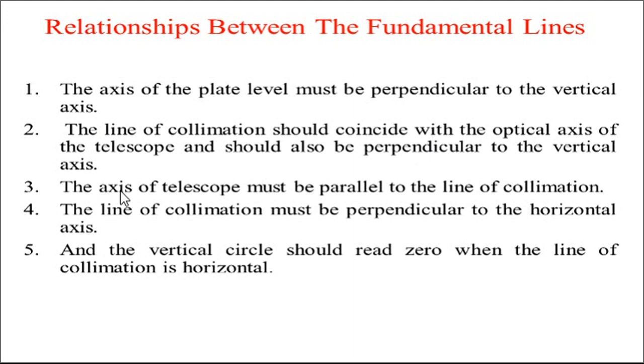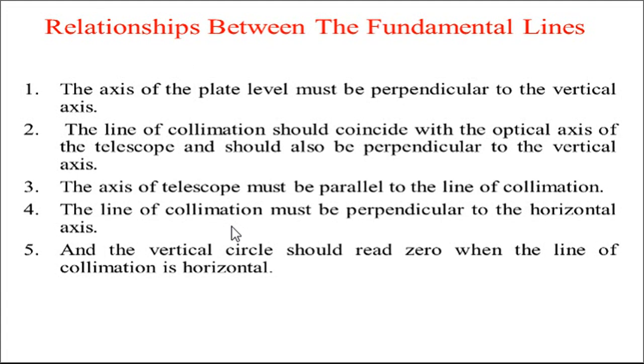Third one, the axis of telescope must be parallel to the line of collimation. Fourth relationship, the line of collimation must be perpendicular to the horizontal axis. And last one, the vertical circle must read 0 when the line of collimation is horizontal. So, all these relationships should exist in a theodolite while taking the reading.